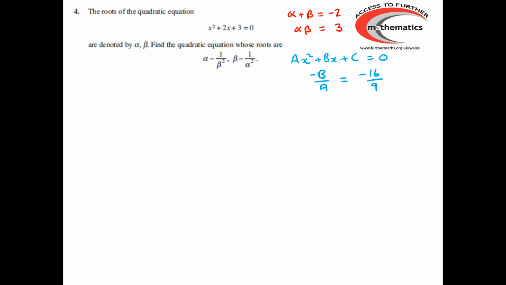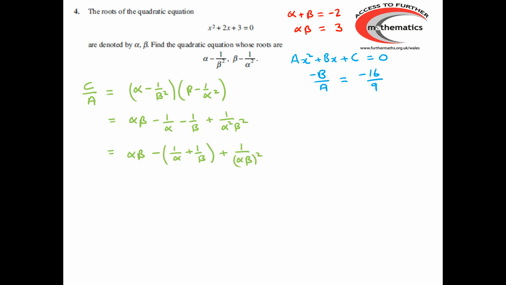So we've got an expression for minus b over a. We can do the same thing to try and get an expression for c upon a. So c upon a is the product of the two roots. So c upon a must be alpha minus 1 over beta squared times by beta minus 1 over alpha squared. Multiplying the brackets out, we get alpha beta minus 1 over alpha minus 1 over beta plus 1 over alpha squared beta squared. So that's alpha beta, take away 1 over alpha plus 1 over beta, add 1 over alpha beta all squared.